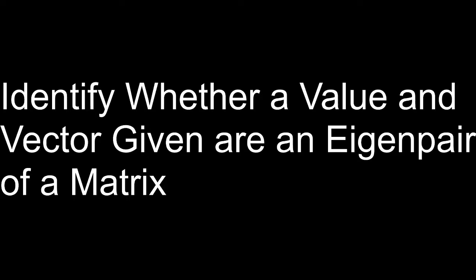Alright, so I'm going to start off by identifying what it means for a vector to be an eigenvector of a given square matrix, what it means for a value to be an eigenvalue of a matrix corresponding to a given eigenvector, and then those two together make up an eigenpair, which is in the title of the video.